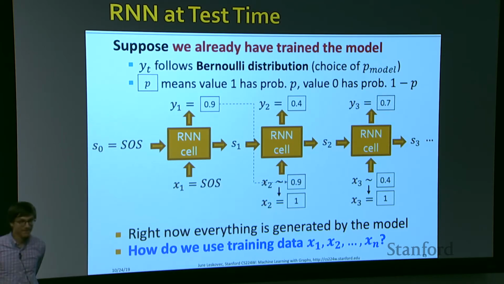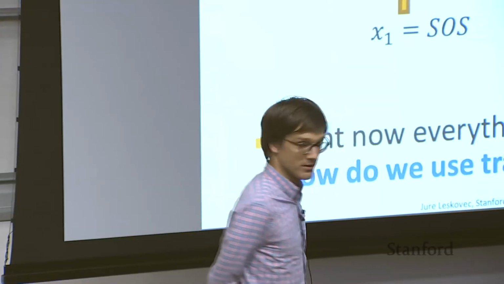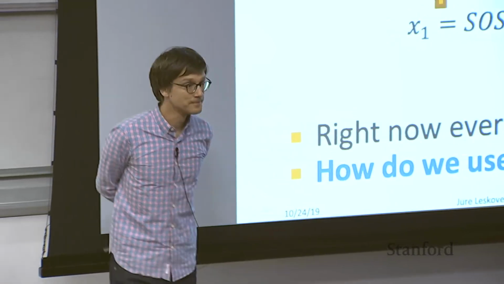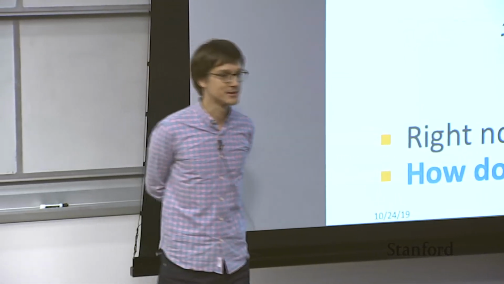Yes? This is the edge level RNN? Yes, you can think of this as an edge level RNN. Exactly. Node level is easier. Yes?